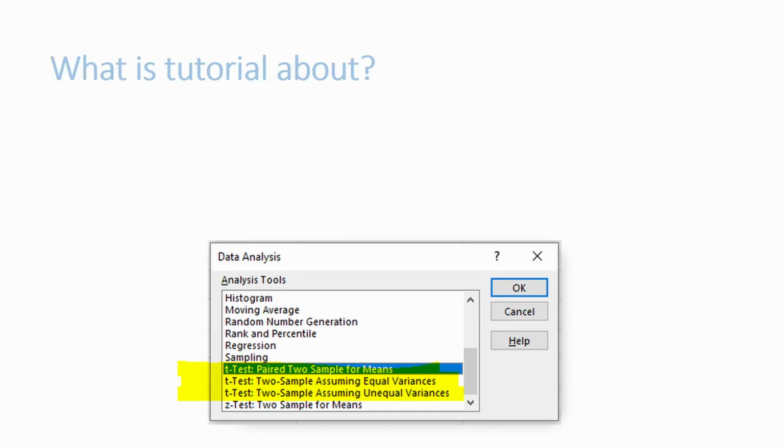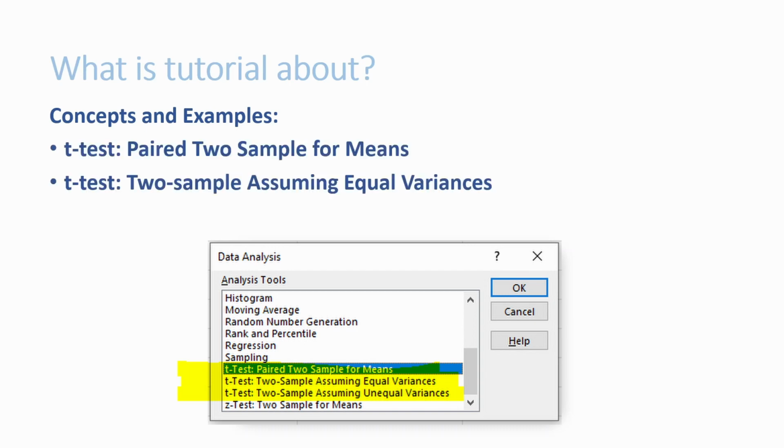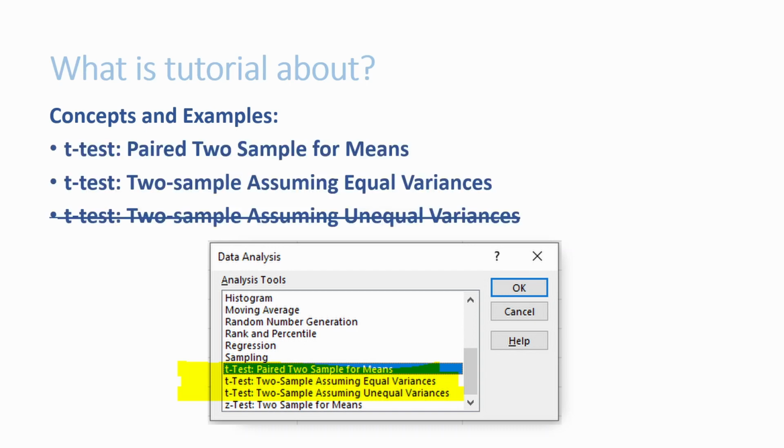When you go to Excel, you will see a menu option called Data Analysis, in which you can find t-test paired two sample for means, t-test two sample assuming equal variance, and t-test two sample assuming unequal variance. In this tutorial, I'm going to explain the concepts and examples for the first two, and namely I'm going to skip the third one.